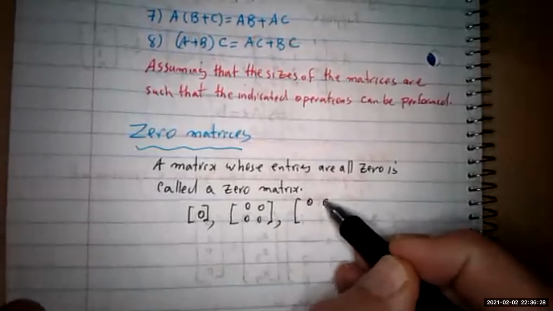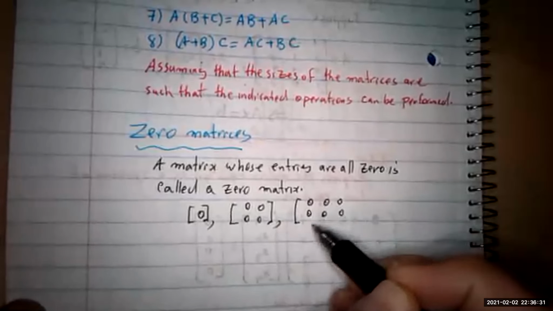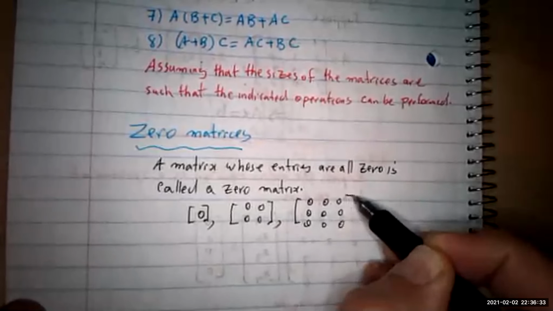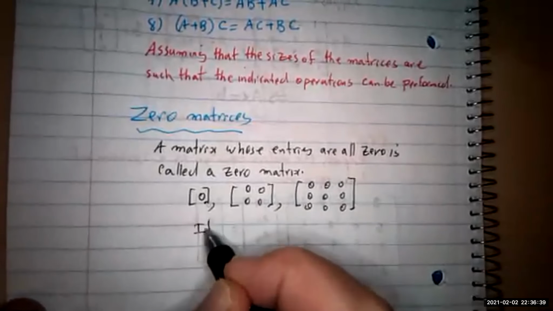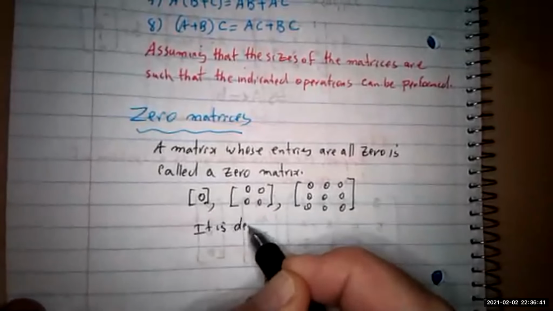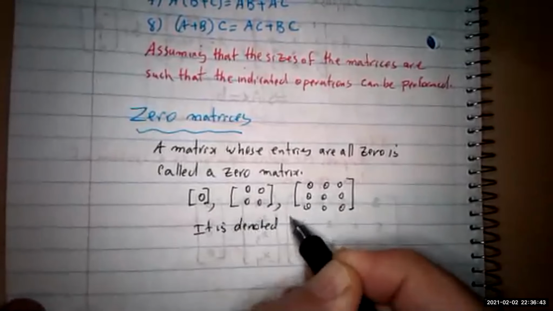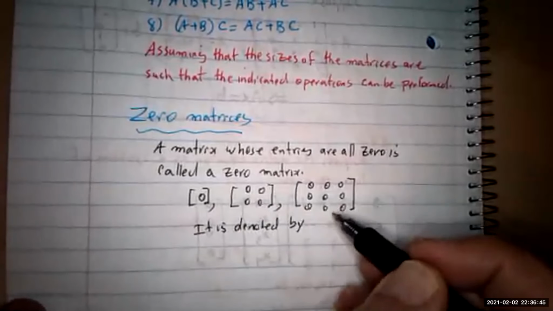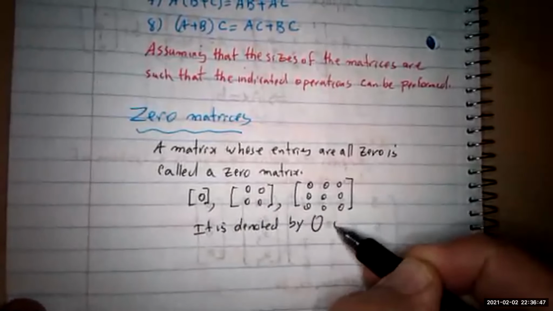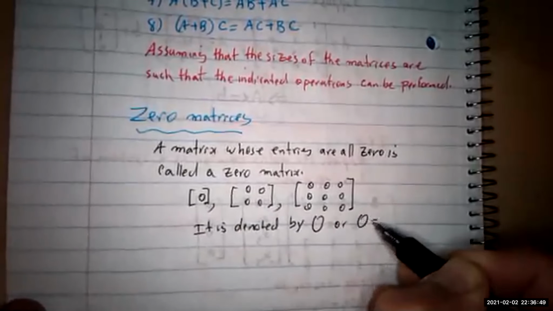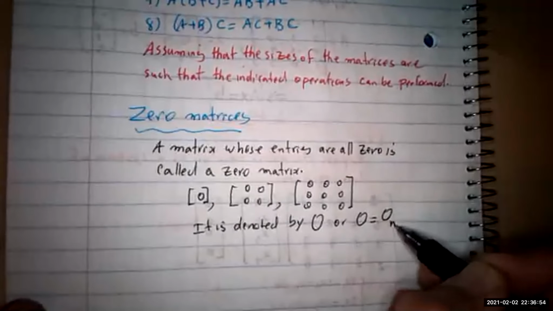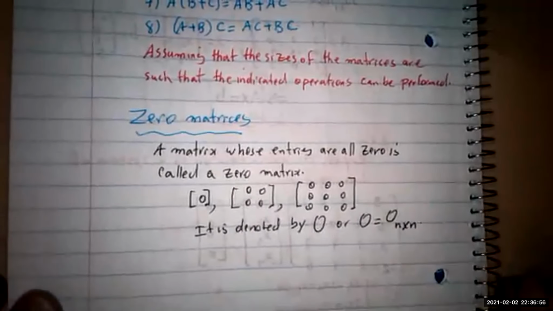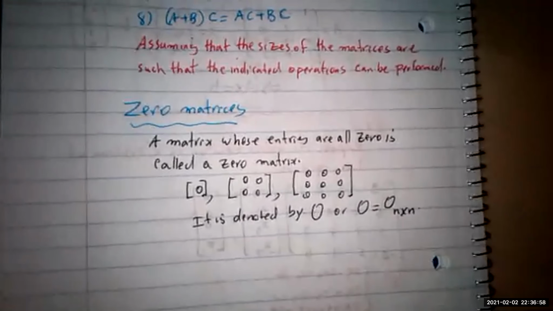These are the square ones. The zero matrix is denoted by just a 0, or if you like, 0 with n by n. That's going to be the zero matrix.